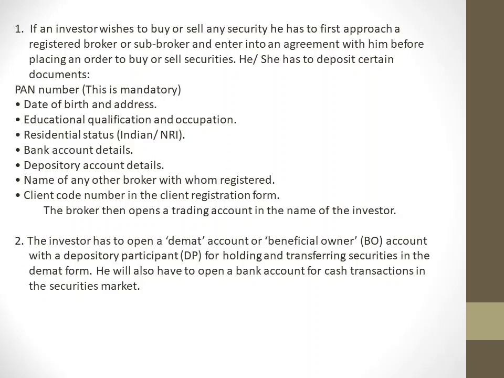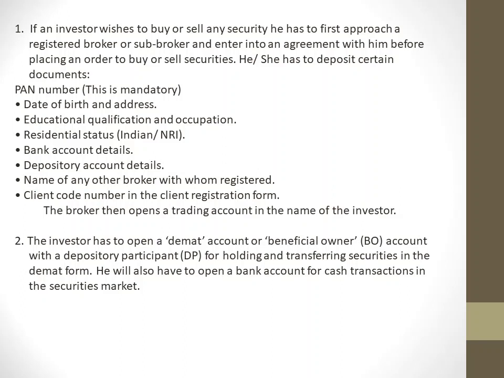So let us see what the trading procedure is. The first step in the trading procedure is that if an investor wishes to buy or sell any security, he has to approach a registered broker. And the registered broker will ask for certain documents. The list of these documents is as follows.